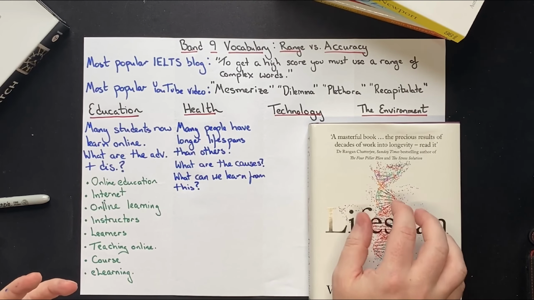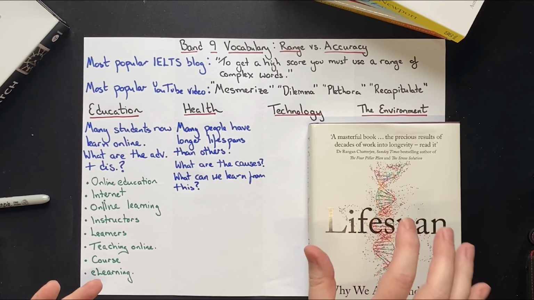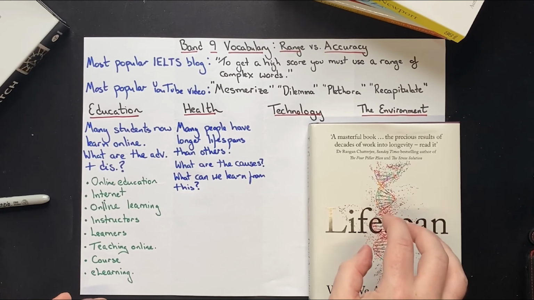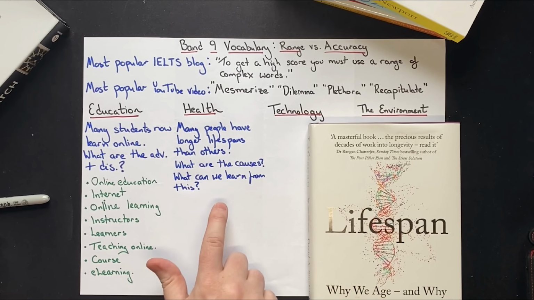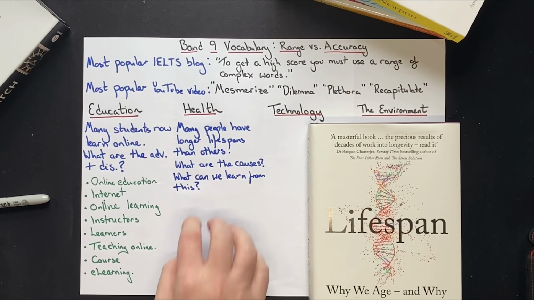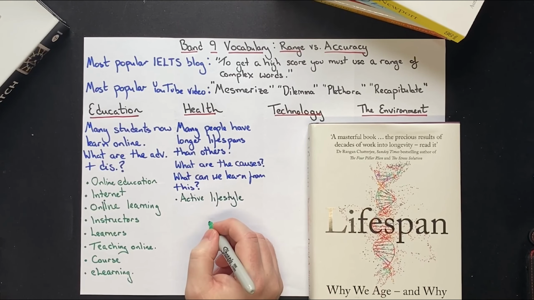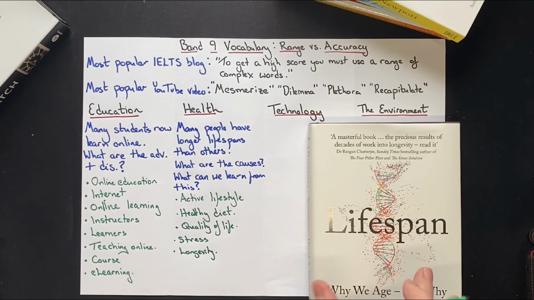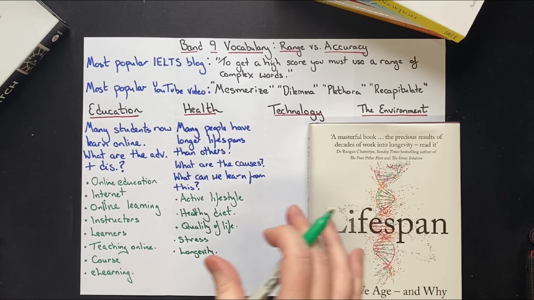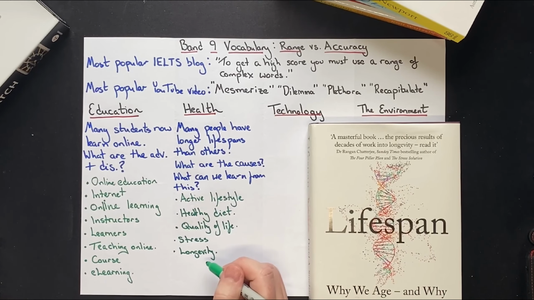So he's not going to be using very simple, dumbed down language, and this is quite a difficult book to read. But if we were to go into this book and look for some topic-specific vocabulary, this is what we would find. Active lifestyle, healthy diet, quality of life, stress, longevity. So again, even though this is a professor from Harvard Medical School writing about quite a complex topic, most of the vocabulary that he uses is actually quite simple. None of these words and phrases are actually very, very complex.